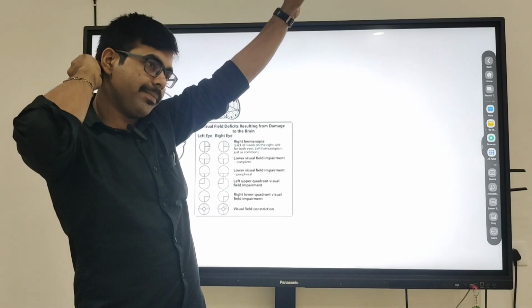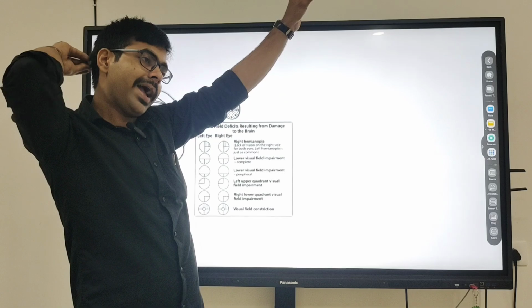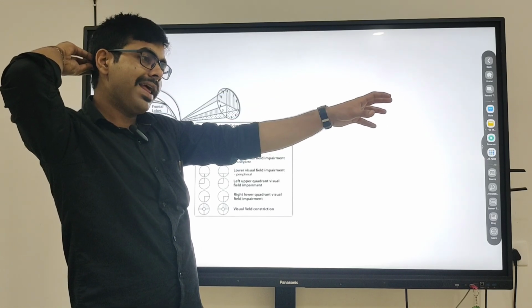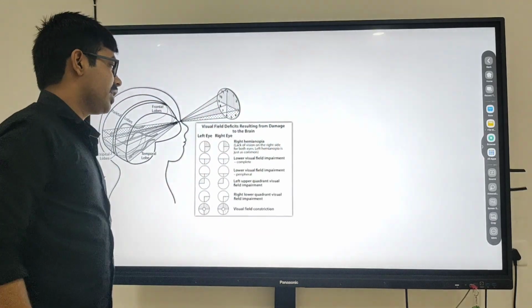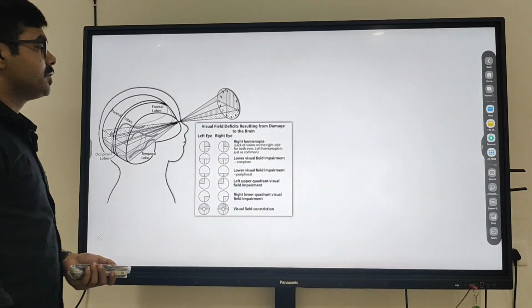As soon as I am putting it on the right upside, then it is coming left down. So it is opposite in nature. Whenever we are seeing the visual field, it will be of opposite nature.